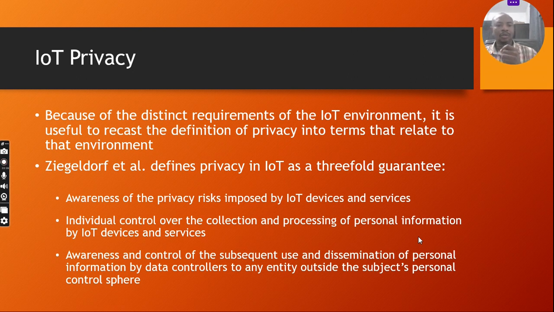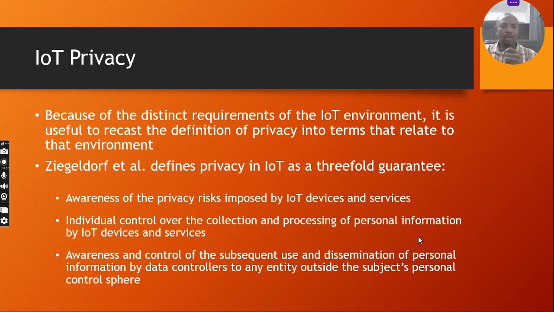So according to Zigadov, privacy in the Internet of Things is defined as a threefold guarantee. These threefold guarantees include, one, awareness of the privacy risk. We must be aware of the privacy risk imposed by Internet of Things devices and services. Yes, there's a privacy risk because these devices are communicating with one another and also communicating with a network. So we should be aware of the privacy risk.